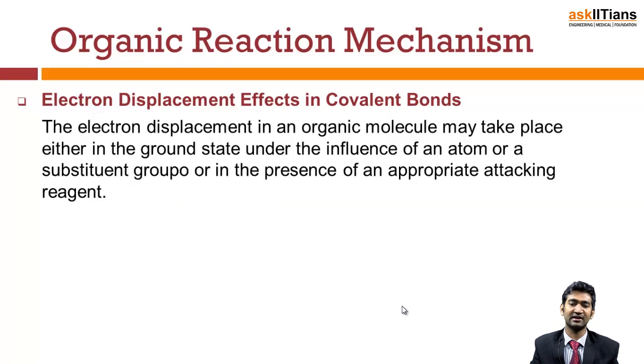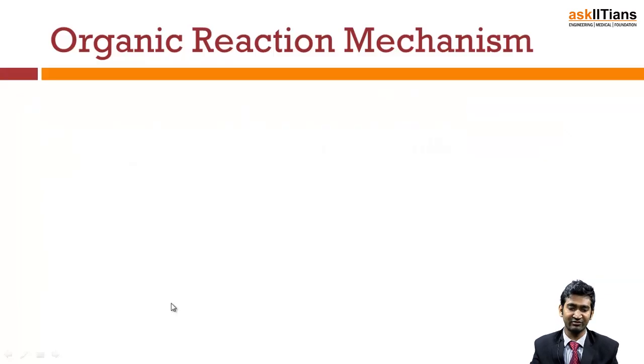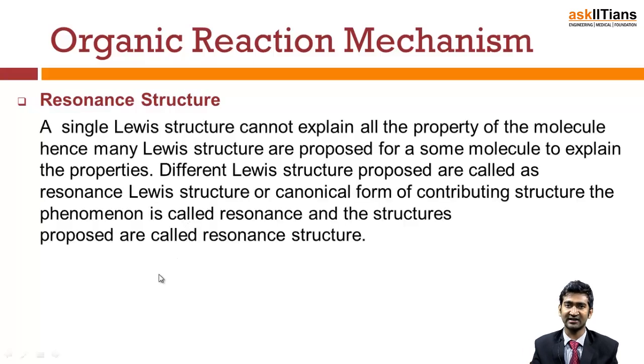Then electron displacement effects in the covalent bond. Whenever this displacement takes place, the electron cloud in a covalent bond gets shifted here and there, and that makes it unstable, which results in the resonance effect, inductive effect, electromeric effect, mesomeric effect, and so on. You have already studied resonance structures in the chemical bonding chapter. Here also you will have plus R or minus R.